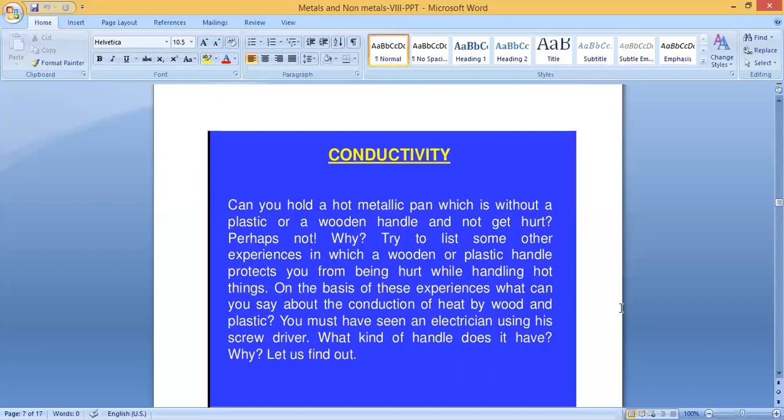Can you hold a hot metallic pan which is without a plastic or wooden handle and not get hurt? Perhaps not. The reason, as I just told, is that wood and plastic are insulators. They will not allow the passage of heat. Try to list some other experiences in which a wooden or plastic handle protects you from being hurt while handling hot things. On the basis of these experiences, what can you say about the conduction of heat by wood and plastic? You must have seen an electrician using his screwdriver. What kind of handle does it have? As I said, wherever the electrician is holding is plastic, because it will not allow the passage of current, so we will not get a shock. That is the insulator. Clear? But the other end will be the conductor.